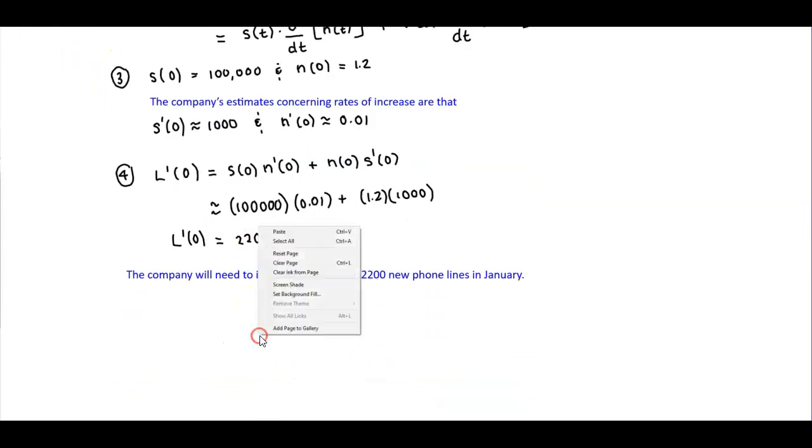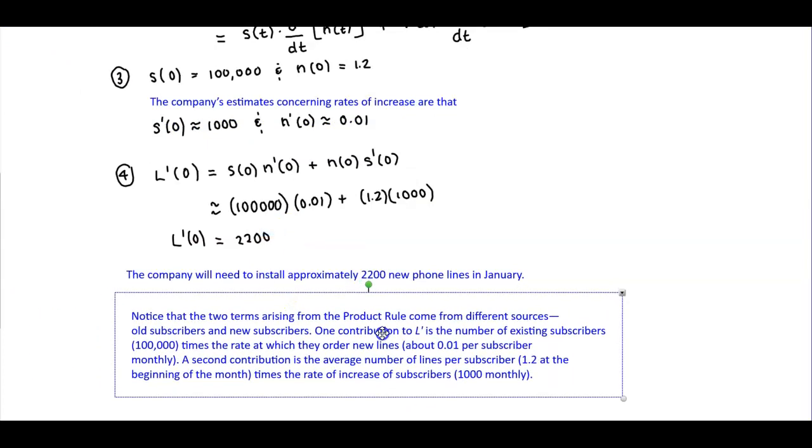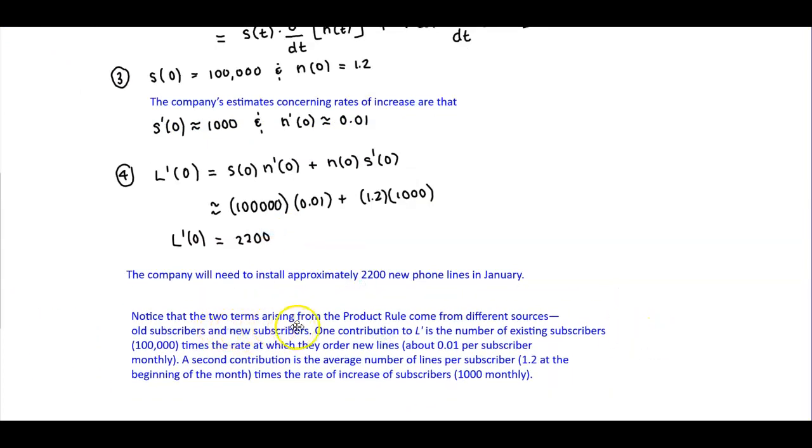And let's summarize step number 4. It says here that the two terms arising from the product rule come from different sources: old subscribers and new subscribers. One contribution to L prime is the number of existing subscribers, 100,000, times the rate at which they order new lines, about 0.01 per subscriber monthly. The second contribution is the average number of lines per subscriber, which is 1.2 at the beginning of the month, times the rate of increase of subscribers, which is 1,000 monthly.